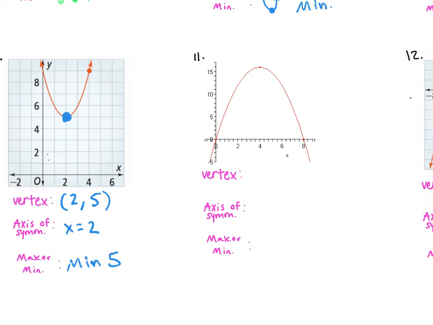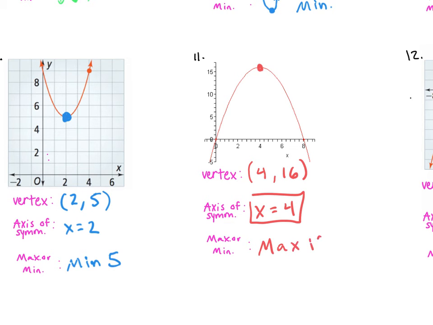All right, let's look at the next one. What's our vertex? 4, 16. This one's kind of hard to tell. All right, what's our axis of symmetry? X is equal to 4. Don't forget that x is equal to. And then, is this a max or min? Max. And what's the value of our max? 16.